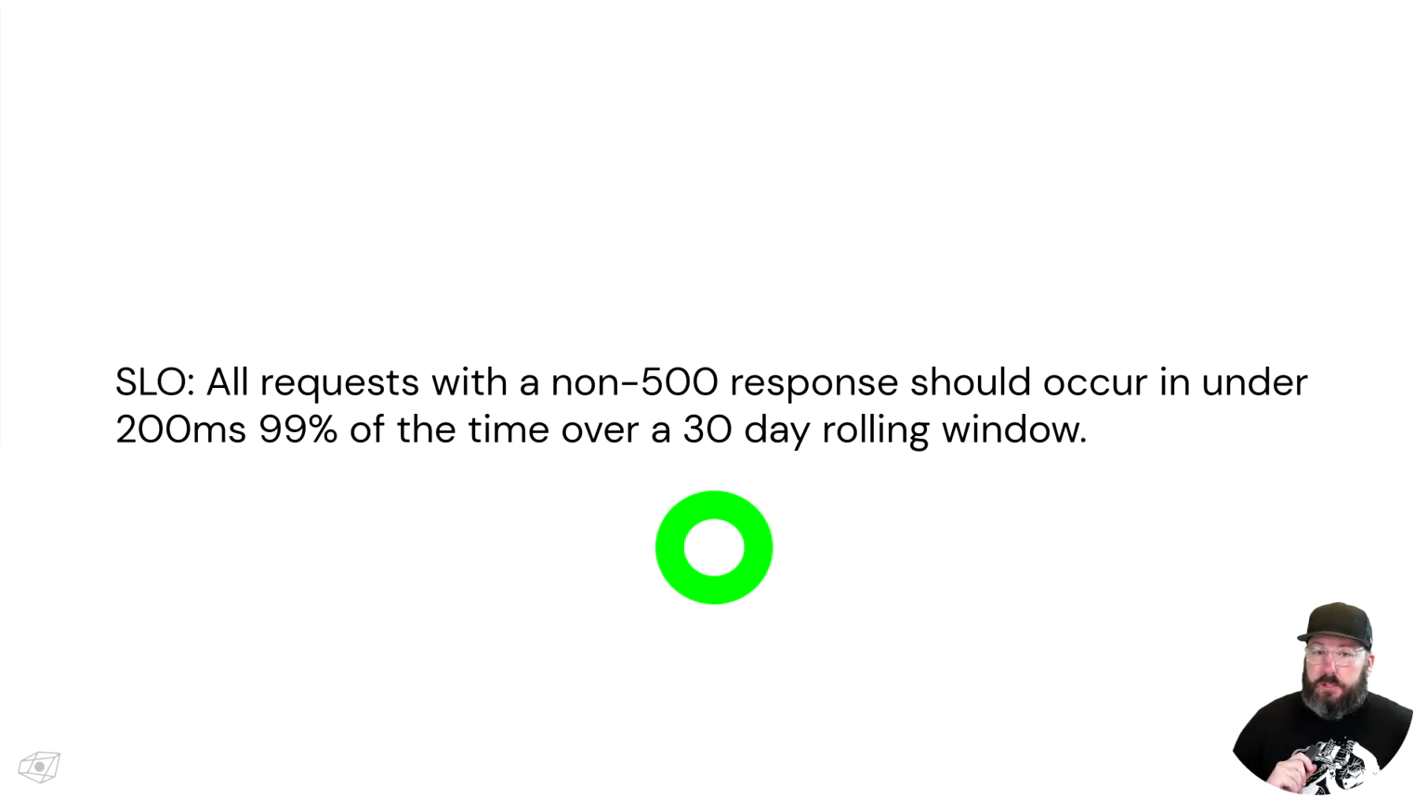Now, there's a range of good and bad under this, right? We can simplify and say, okay, anything breaking the SLO is bad. So everything that's 201 milliseconds plus, bad. Everything under that, good.